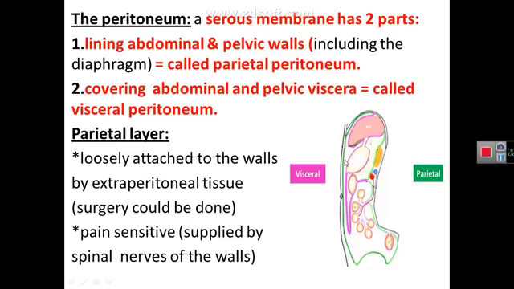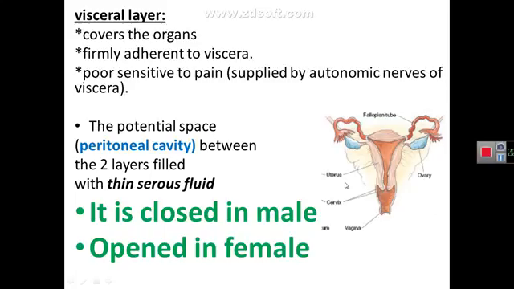These parietal and visceral layers are in attachment with each other, but there is a thin film of fluid in between them, which is called peritoneal fluid. So the potential cavity between the parietal and visceral layer is called the peritoneal cavity, which contains a thin amount of fluid. This fluid allows movement of the different organs on each other and on the walls of the abdomen.